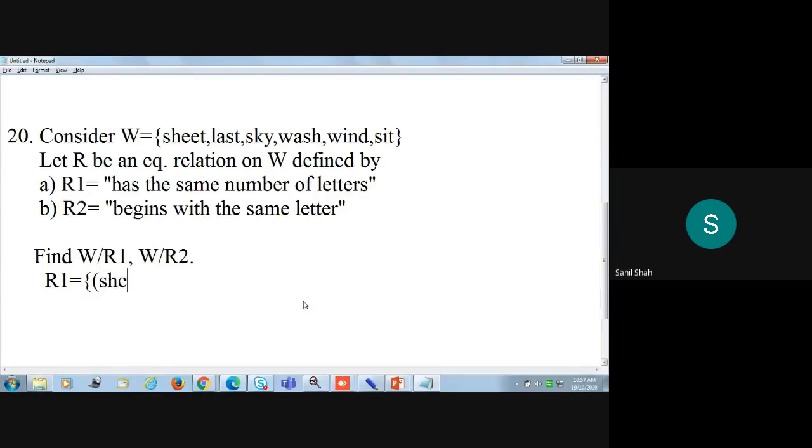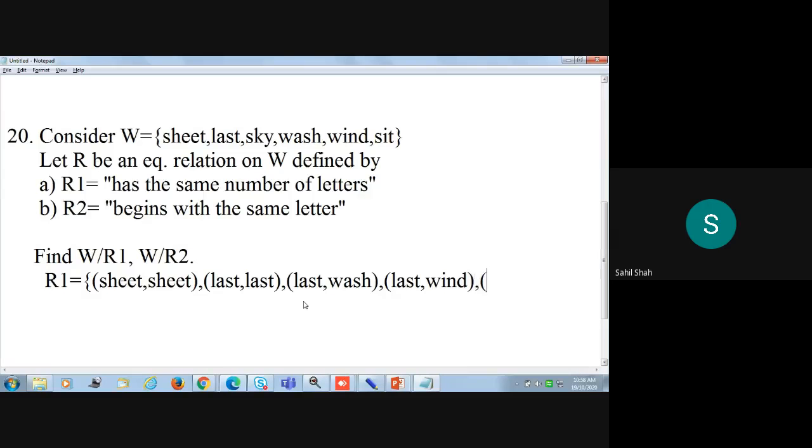So can I write shit comma shit? Yes, I can write, isn't it? Because both will have the same number of letters. How many? 5. Is there any other word which is also having 5 letters? No. So this shit will be related with itself only. Let us go for the second word, last. Last will be related with last. Next, last can be related with any other which is having the same number of letters. Yes, last can be related with wash. Last can also be related with wind because they are sharing the number of letters, 4.